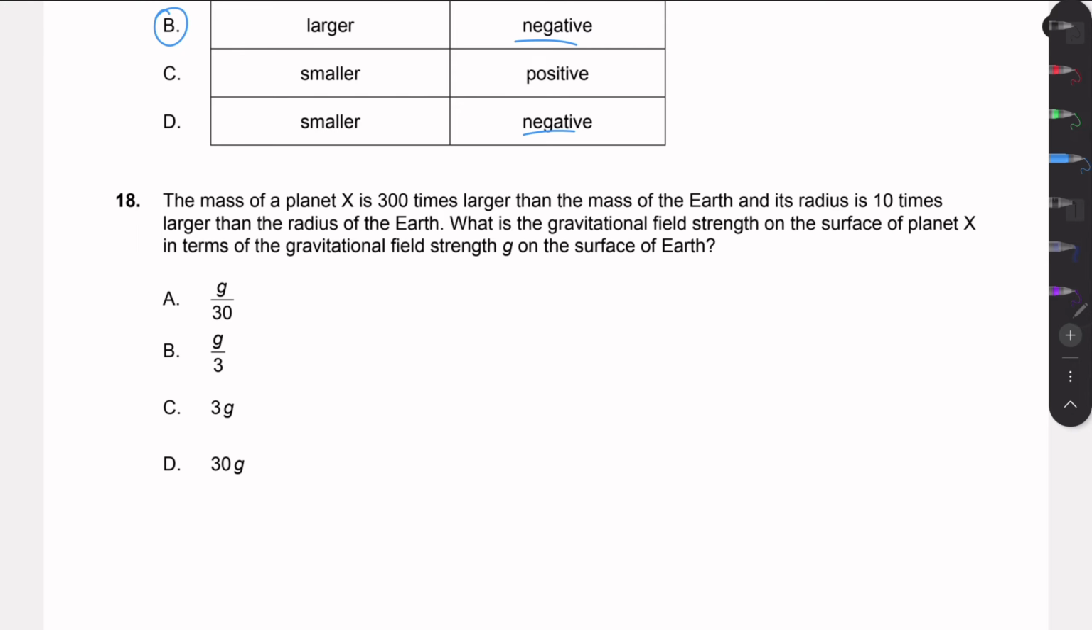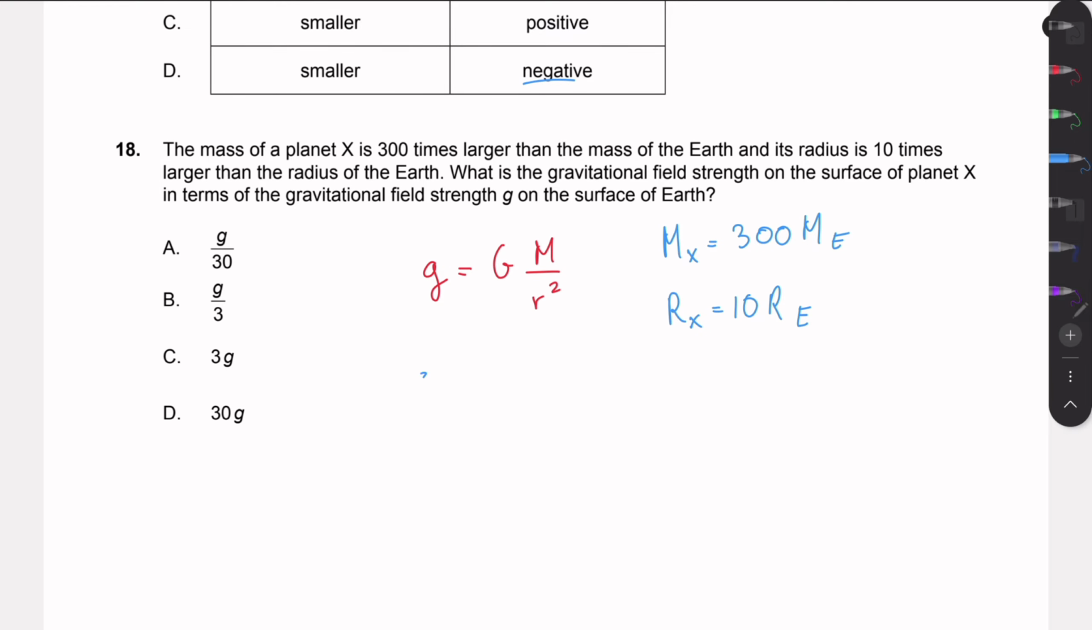We have another ratio question. So here we're going to need to use the formula g is equal to GM over R squared. And here we are told that the mass of planet X is 300 times larger than the mass of Earth. So Mx is equal to 300 times the mass of Earth. And the radius is 10 times the radius of Earth. So Rx is equal to 10 Re. So we need to compare the gravitational field strength on the surface of planet X in terms of the gravitational field strength on the surface of Earth.